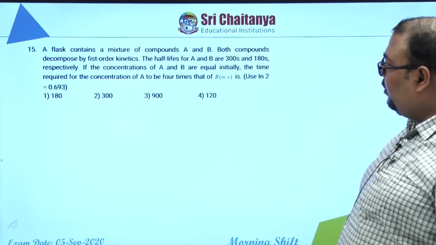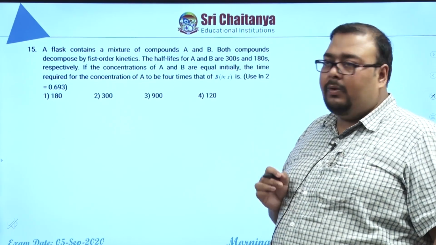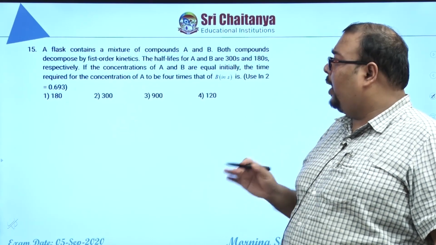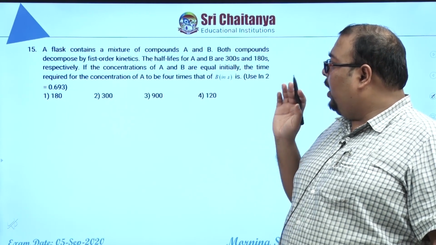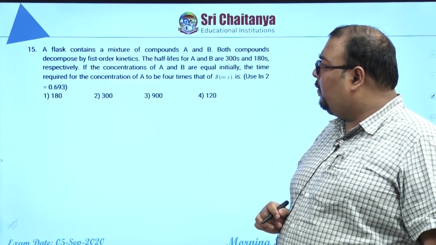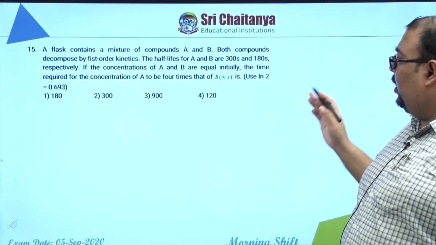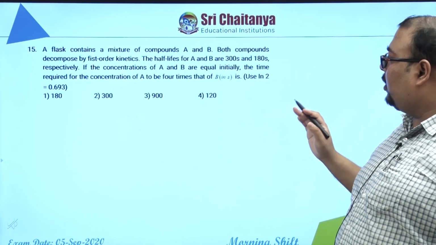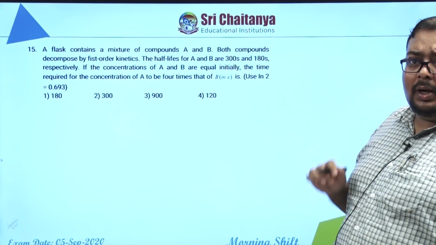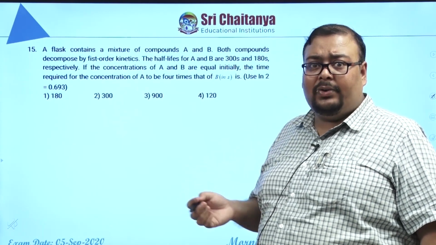Okay, now in question number 15, the question is, a flask contains a mixture of 2 compounds A and B. Both compounds decompose by first order kinetics and their half-lives are 300 seconds and 180 seconds respectively. If the concentrations of A and B are equal initially, the time required for the concentration of A to be 4 times the concentration of B will be. Okay, so they are asking what will be the time in which A becomes 4 times the concentration of B.